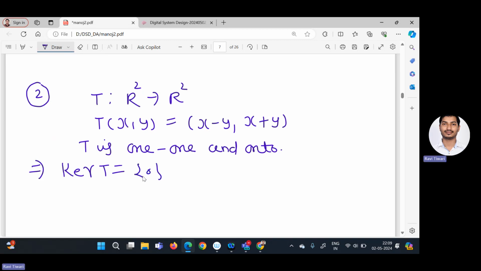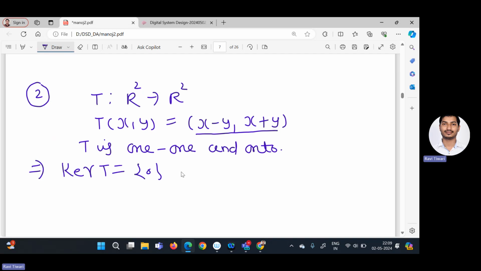As we have explained in the previous videos, a linear transformation is invertible if kernel T is 0. So if a linear transformation is invertible, it means kernel T has to be 0, and the same concept applies for one-one and onto functions. If T is one-one, it means kernel T equals 0. So let us calculate what the kernel of this linear transformation is.